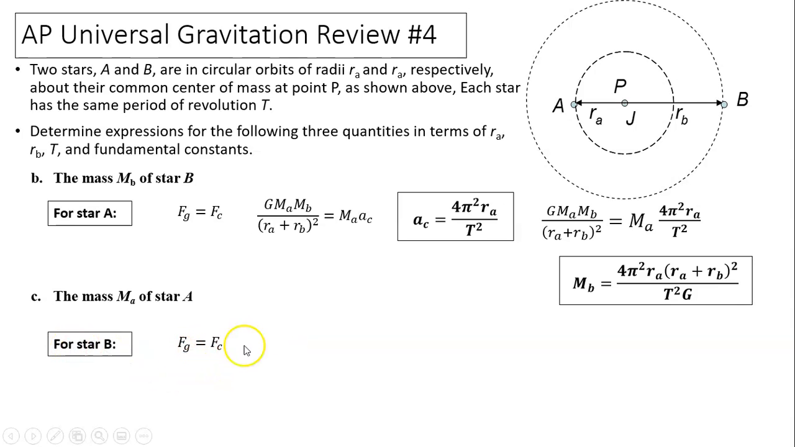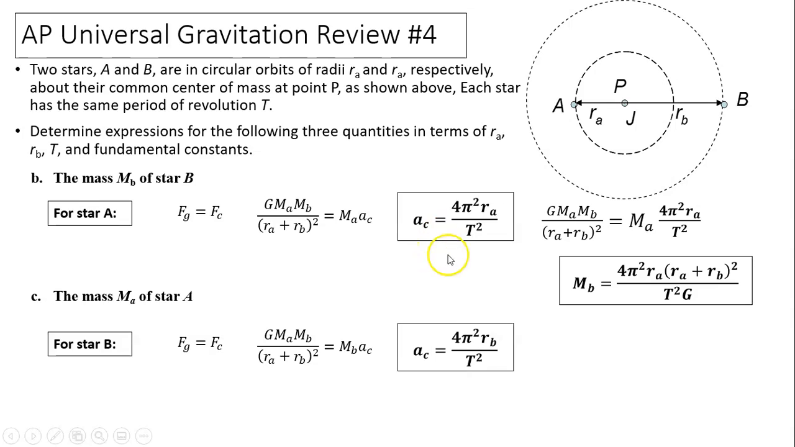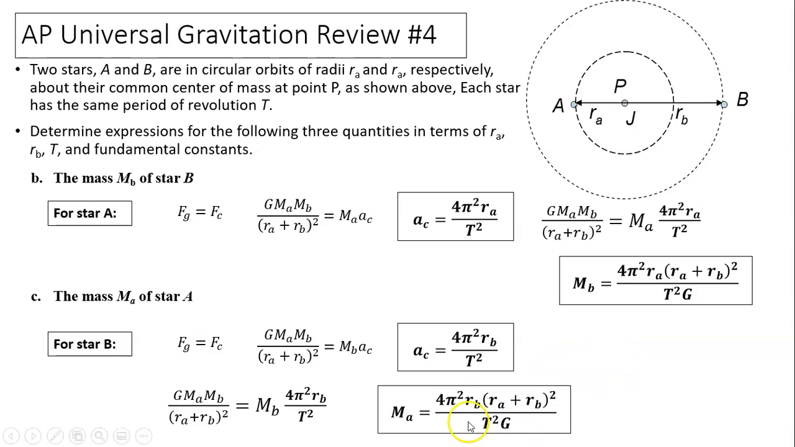So again, for star B, the equations have the same logic, except in this case, AC equals 4 pi squared RB divided by t squared. This is the centripetal acceleration for star B. Then substitute this into the equation. We have MA equals 4 pi squared RB times RA plus RB, squared, divided by t squared times G. So for the mass of A, we have to use distance RB, and for the mass of B, we have to use distance RA.